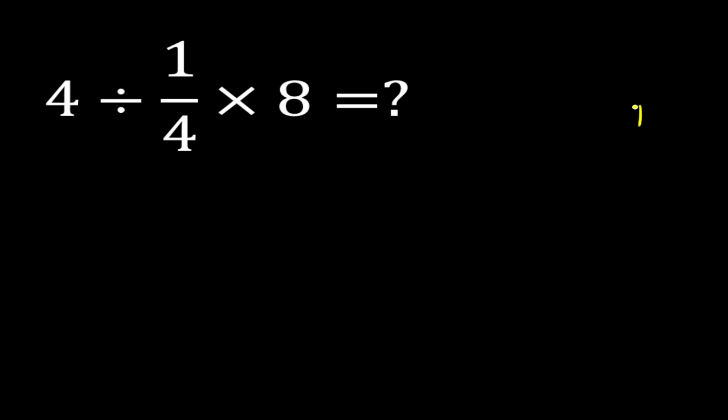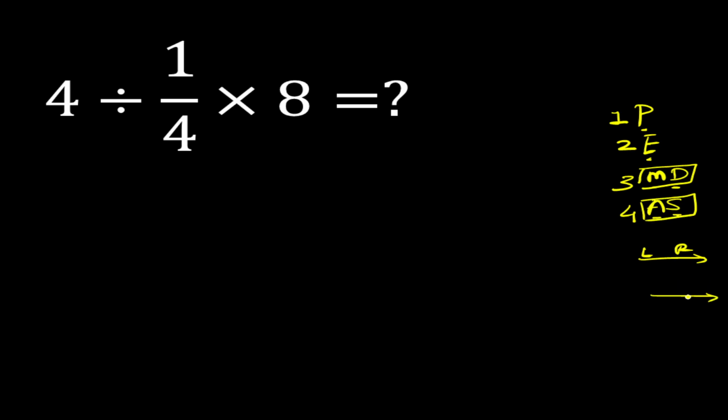PEMDAS: P, E, M, D, A, S. According to PEMDAS, first priority is parentheses, then second priority is exponents, third priority is multiplication and division. Here multiplication and division both have equal priority, so we have to solve it from left to right. Then fourth and last priority is addition and subtraction. Also addition and subtraction both have equal priority, so we have to solve it from left to right.